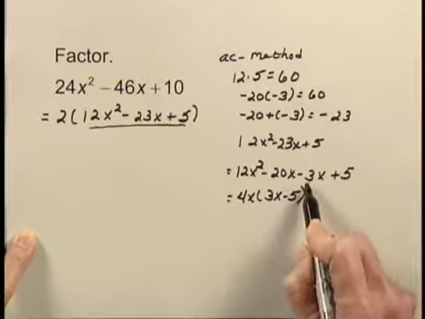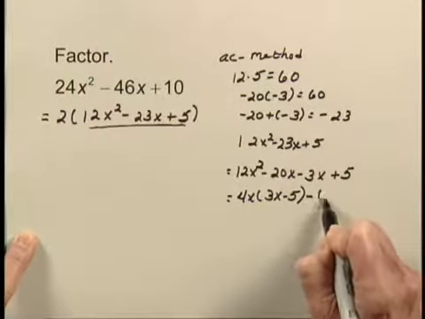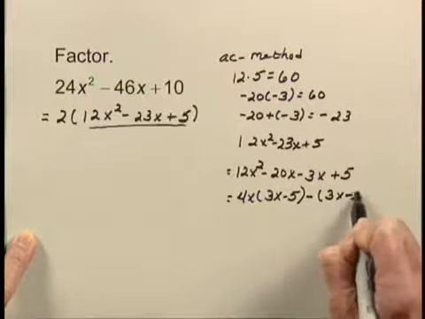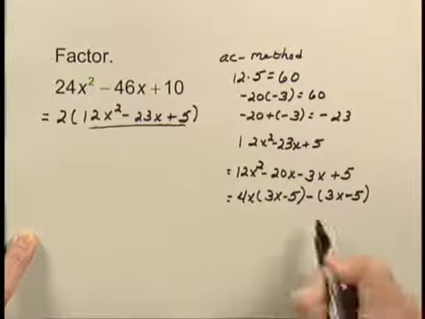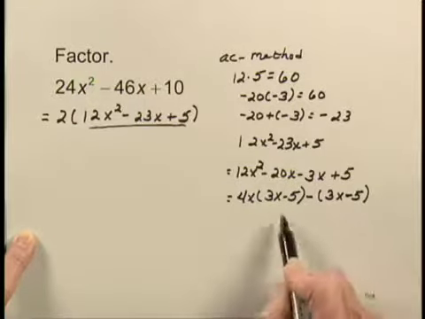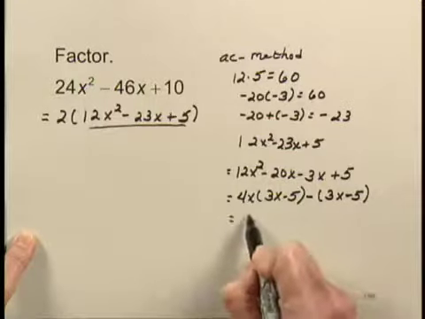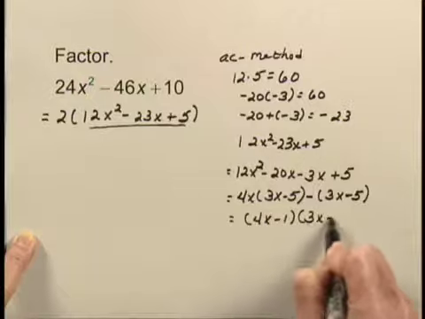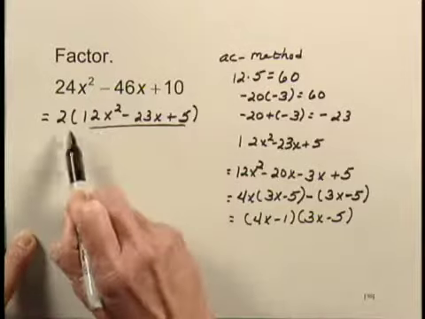And when I look at negative 3x plus 5, if I factor negative 1 out of that, I have 3x minus 5 also. This is negative 1 times this quantity, or I could just write it without the 1, just the negative sign. Now I've got the common binomial factor of 3x minus 5, so I can factor this then as 4x minus 1 times 3x minus 5.